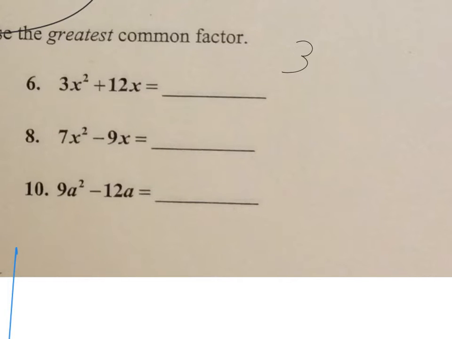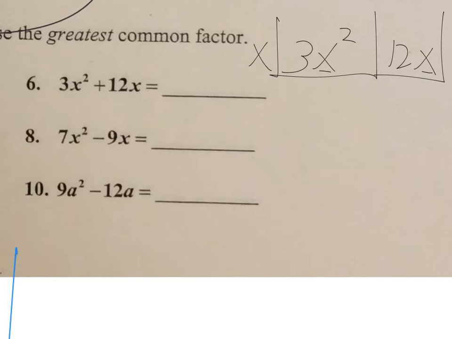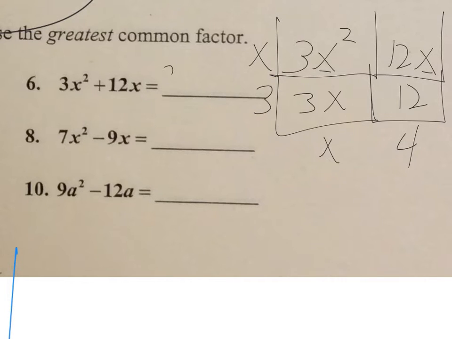Alright, having used my black marker, 3x squared and 12x are my two terms. For the greatest common factor between these, I can see I have x squared and an x, so I'm going to take out a factor of x. That leaves me with 3x and 12. With 3 and 12, I can take out a common factor of 3. That leaves me with x, and 12 divided by 3 is 4. So it becomes 3x times x plus 4.